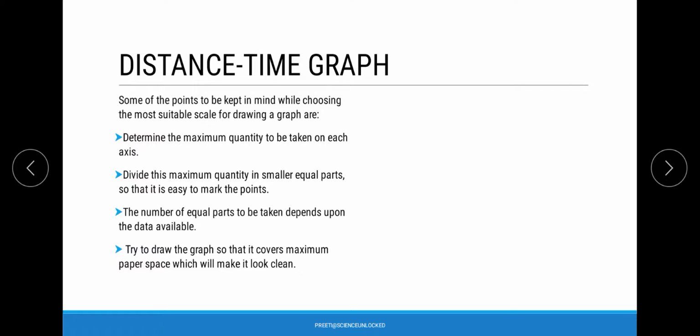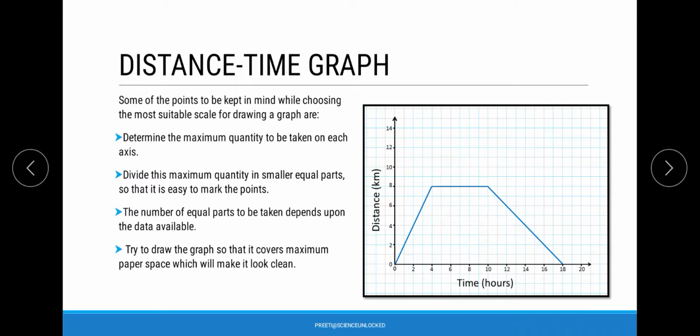On the other hand, one should always keep a check that the graph we are plotting or presenting is clean in observation, so that it becomes easier for the reader to understand what the graph is trying to represent.